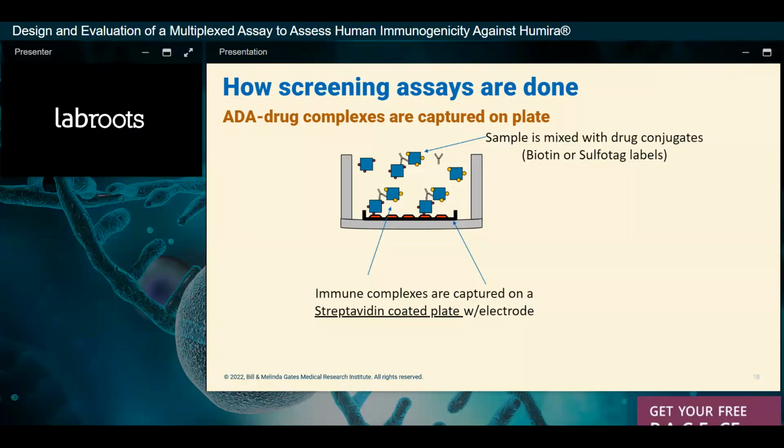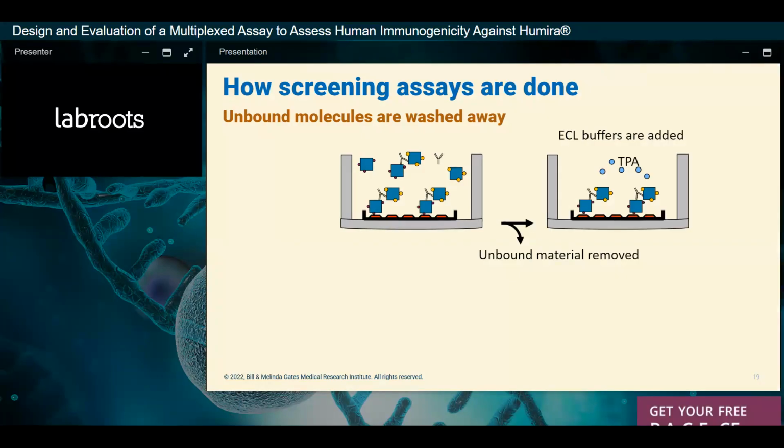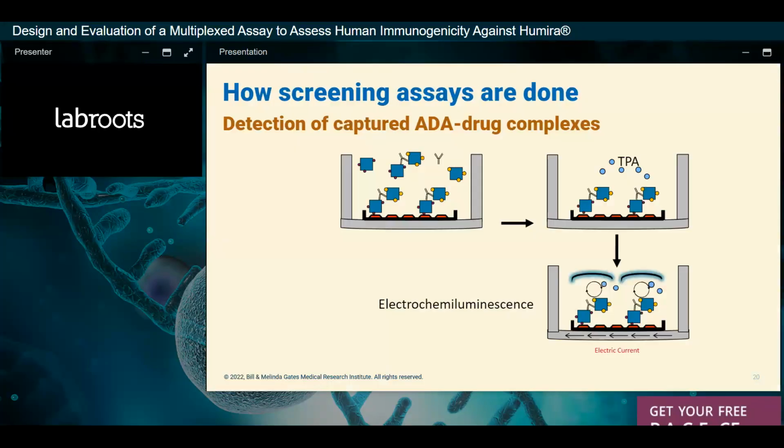And then you give your sample a wash, and what you're left with are these trapped drug conjugate complexes that are bridged by these anti-drug antibodies. So now that that unbound material has been washed away, you add your buffers that are needed for this MSD technology, and you apply an electric current across that well, and it generates a signal via electrochemiluminescence. And it allows you to give a signal in your assay.